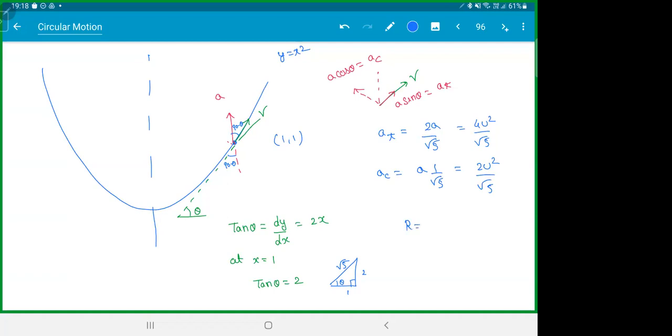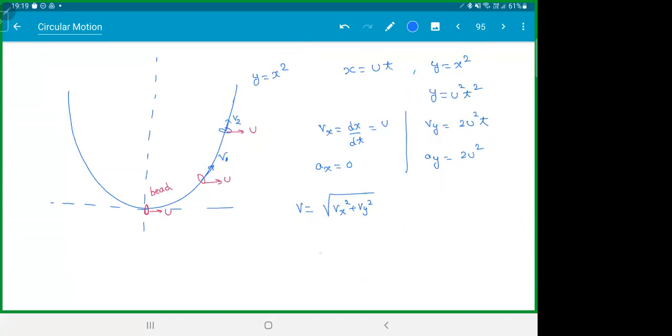What is the radius of curvature? Speed v square by a centripetal. What is v? Root over u square plus vy square. And the value of a centripetal, you know. Dump everything, then we get the answer. It is given x is equal to ut and x is equal to 1, so the time will come from here as 1 by u. You know everything. You can put it there and get the answer.